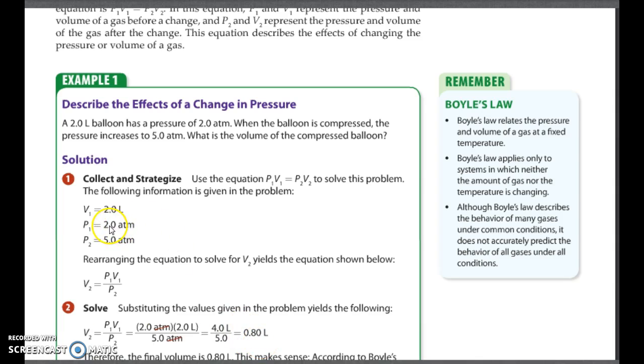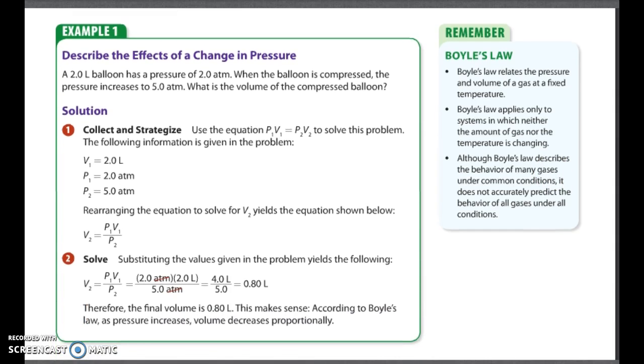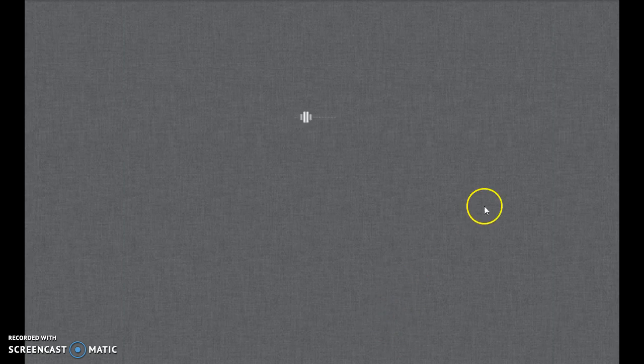All right, what happened to my pressure? My pressure went up, so my volume should go down. Did it go down? Yeah. So make sure it makes sense. That's how you can check your own answers. Do you have the right unit because the other one's canceled? And if pressure goes up, volume should go down.